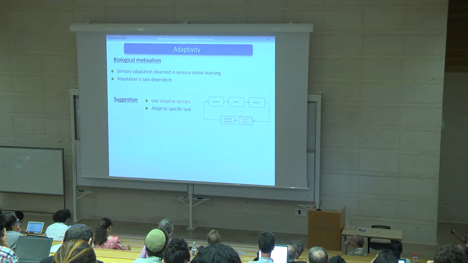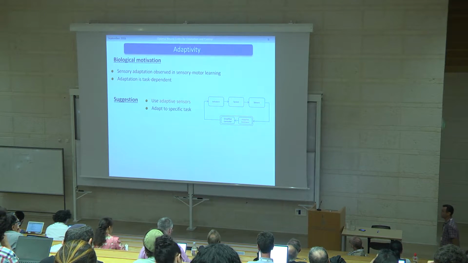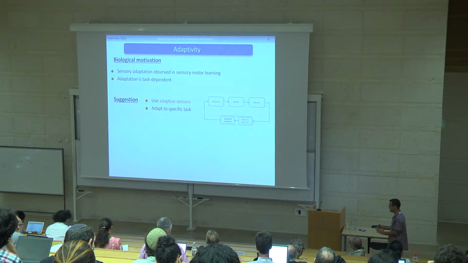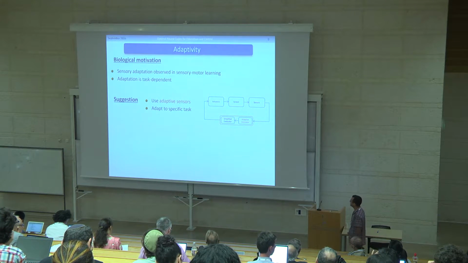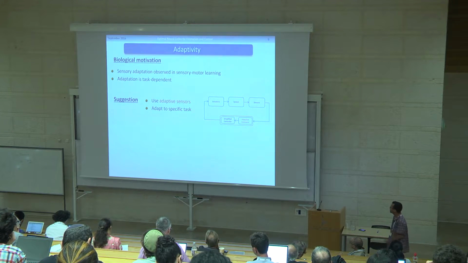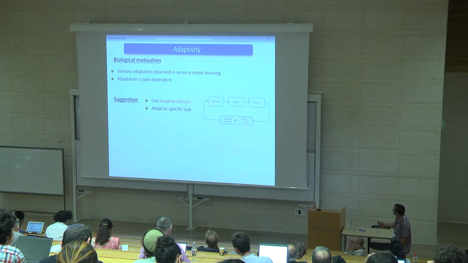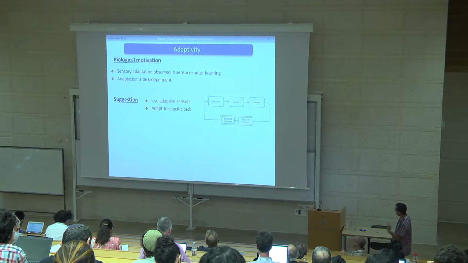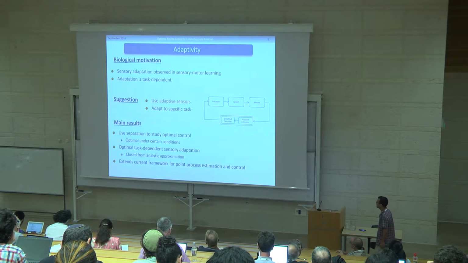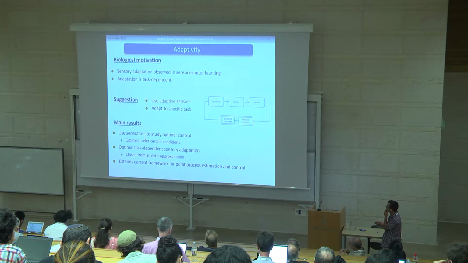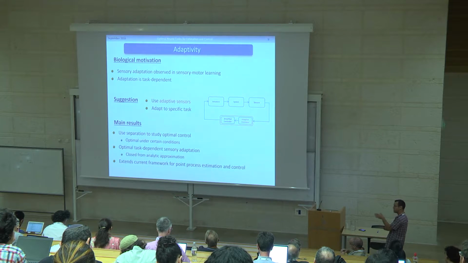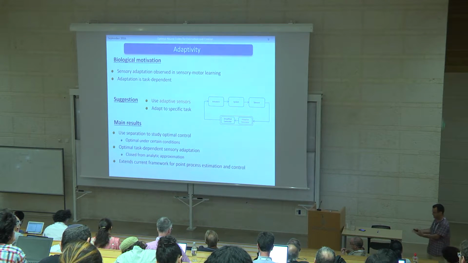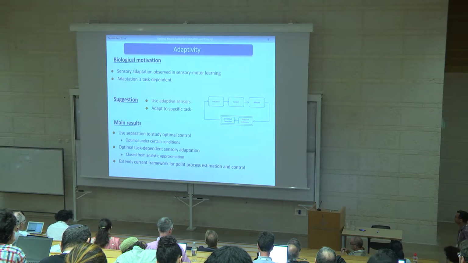So as I said, solving the full closed-loop control problem is intractable, and there's no way we can solve it in a general case. So we're going to use this separation, or even certainty equivalence principle in some cases, within the context of adaptive sensors and adapt the sensors to the specific task. So the main results that I'm going to show here is we're going to use separation to study optimal control under certain conditions that I will mention. This is actually optimal, but not in general.